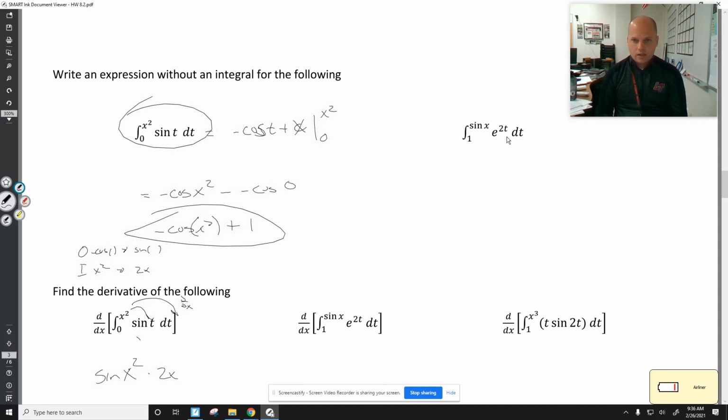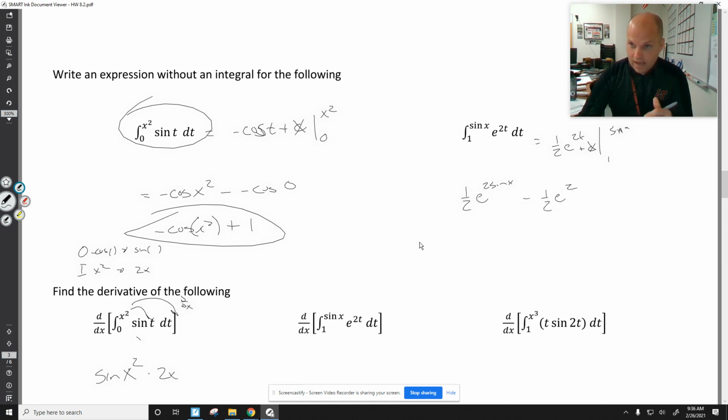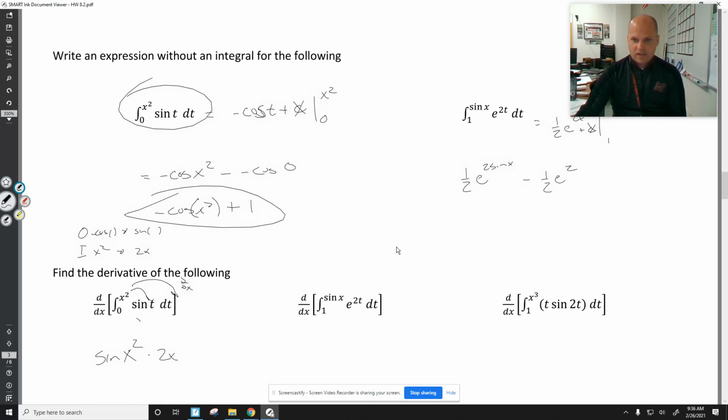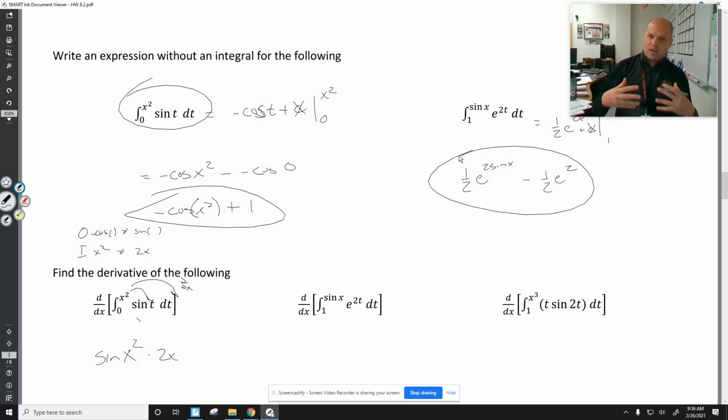Here, e to the 2t, the antiderivative is 1/2 e to the 2t. From 1 to sine x, the plus c will go away. That's a sine x. So this turns into 1/2 e to the 2 sine x minus 1/2 e squared. Now, if I took the derivative of this, notice we have a chain. We end up having this, whose derivative is 0, because this is just a number.